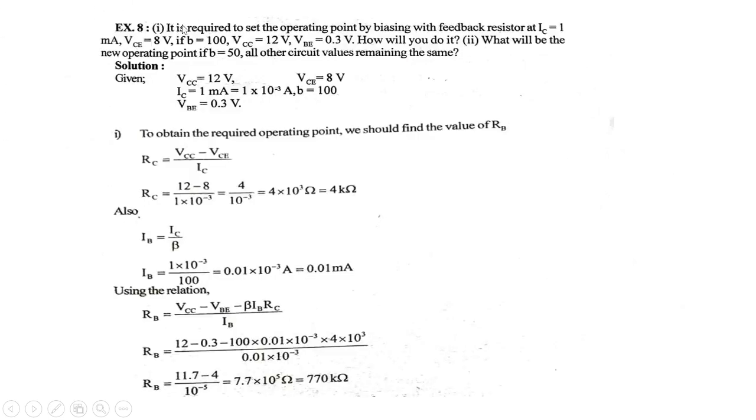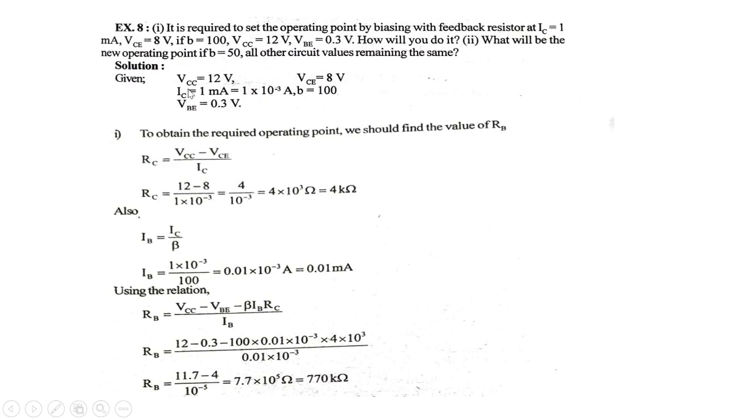Now next example, it is required to set the operating point by biasing with feedback resistor at IC equal to 1 milliampere, VC equal to 8 volt, if beta equal to 100, VCC equal to 12 volt, VB equal to 0.3 volt. How will you do it? What will be the new operating point if beta equal to 50, all other circuit values remaining the same?